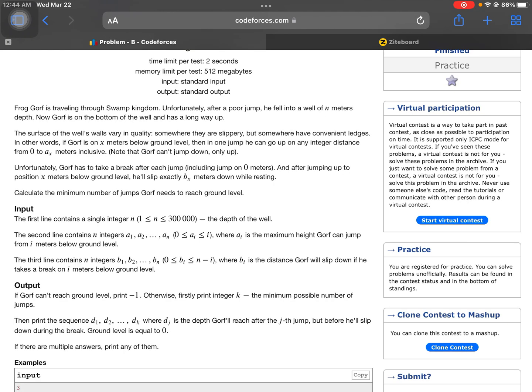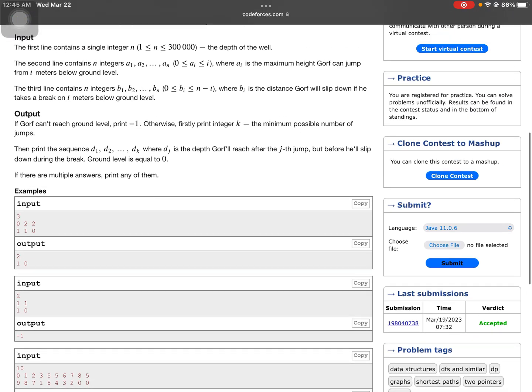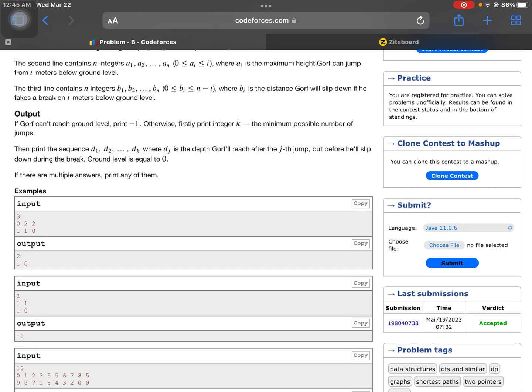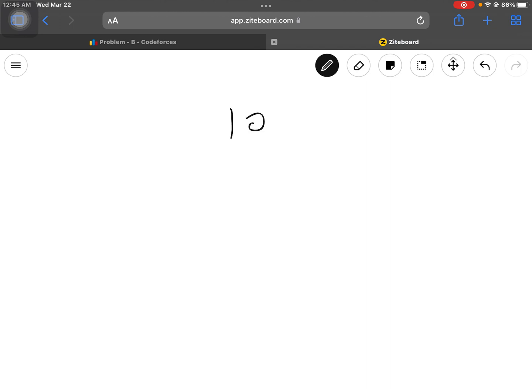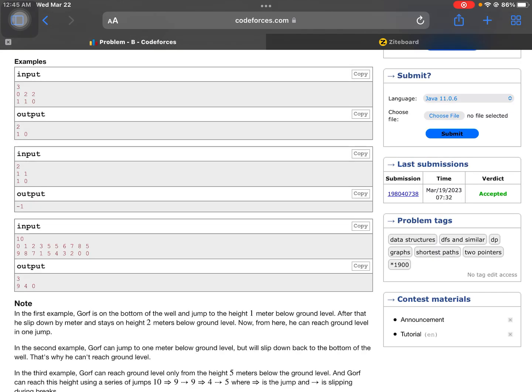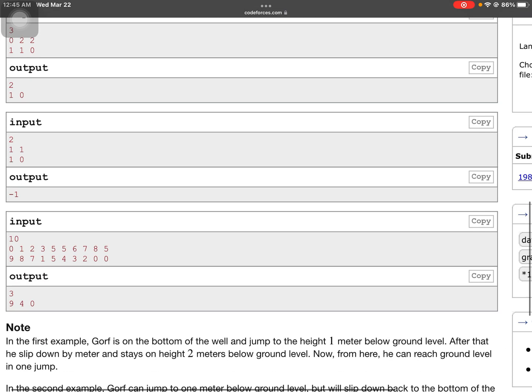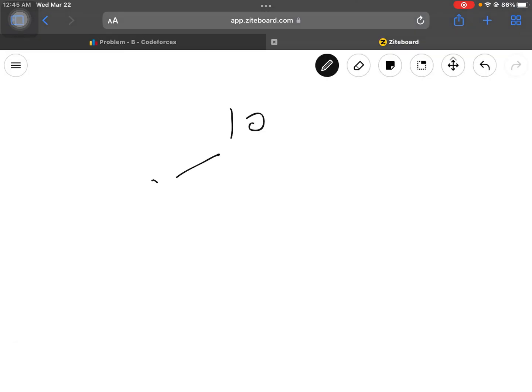Anyways, the approach for this problem is to think about it in terms of graphs. Whether or not you have the tags of this problem, it wouldn't really matter, because it is graphs, but it's not that special. So for example, in this test case, we start from 10. We know that 10 will decrease anywhere from 0 to a sub 10, so from 0 to 5, because the last one is 5. So it can decrease to 9, 8, 7, 6, or 5.